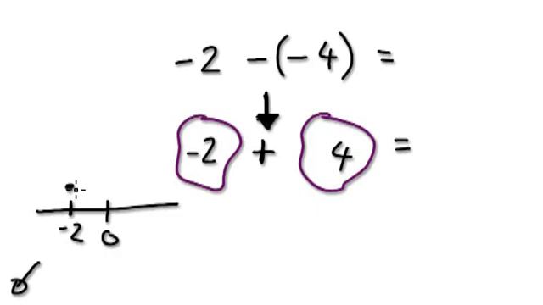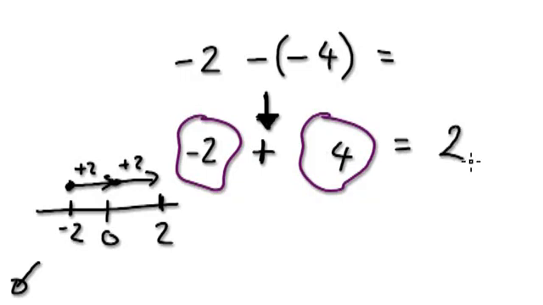Okay, so you start here, plus 4. You would go 4 places to the right. Let's go back to 0 first, because that would be easy. And then how many more steps do I need to take in order to make up a total of 4 steps? I need to take another 2. So it would be a positive 2. So the answer would be 2, a positive 2, which is a 2.